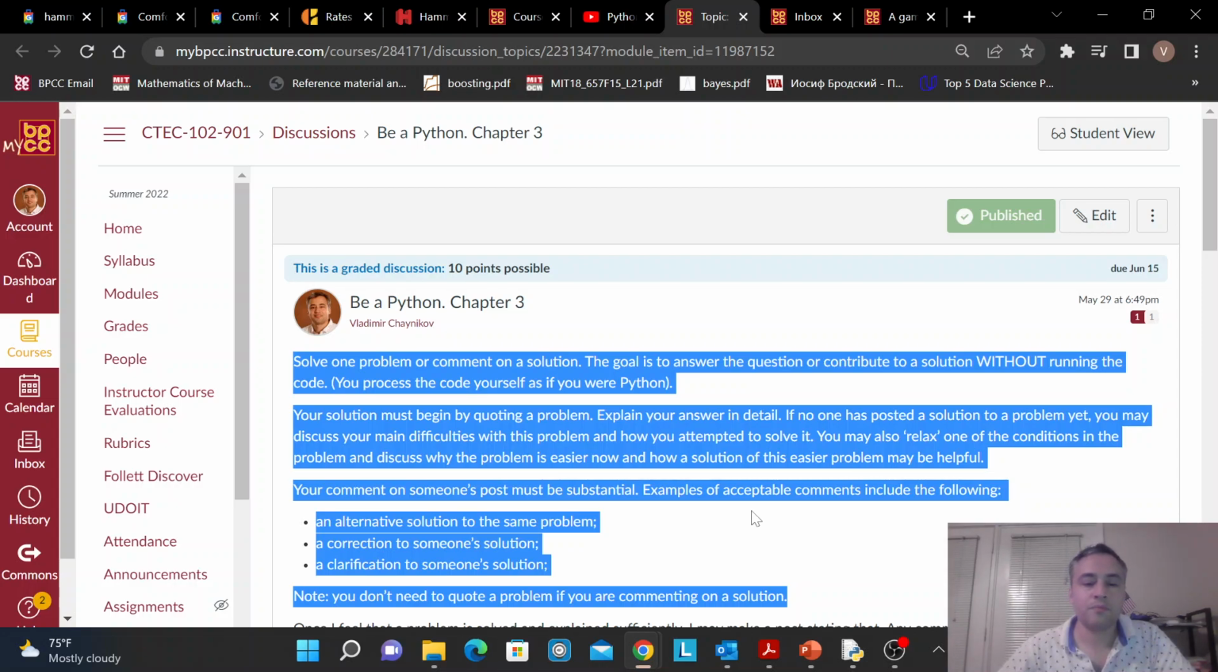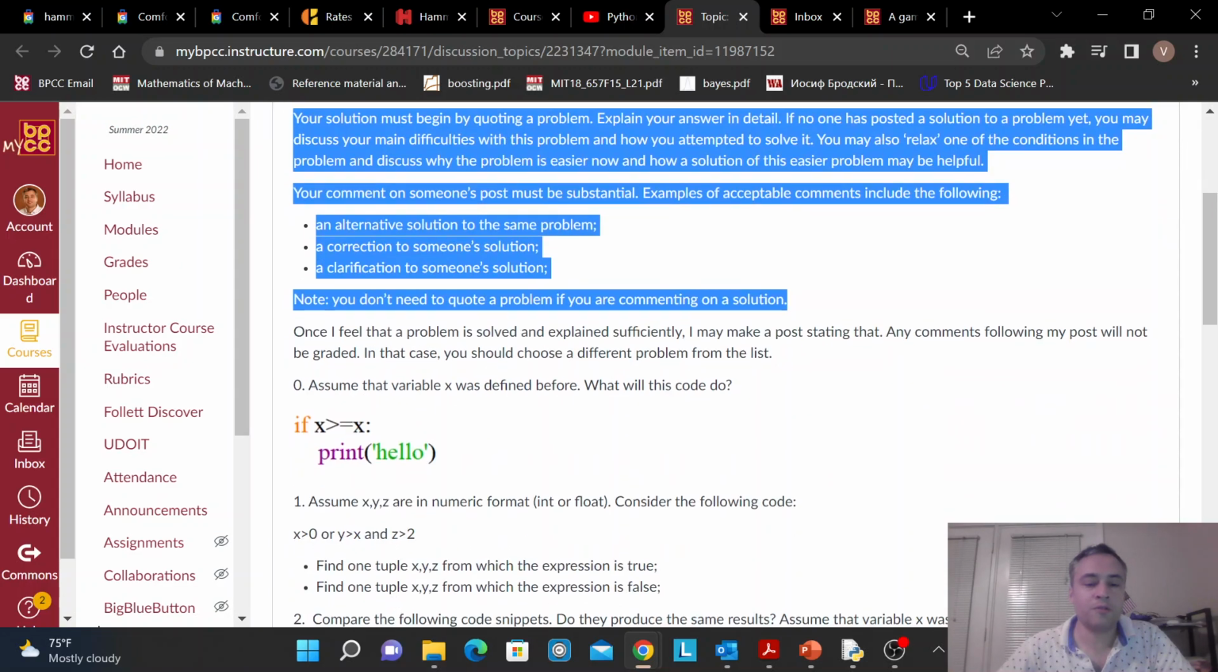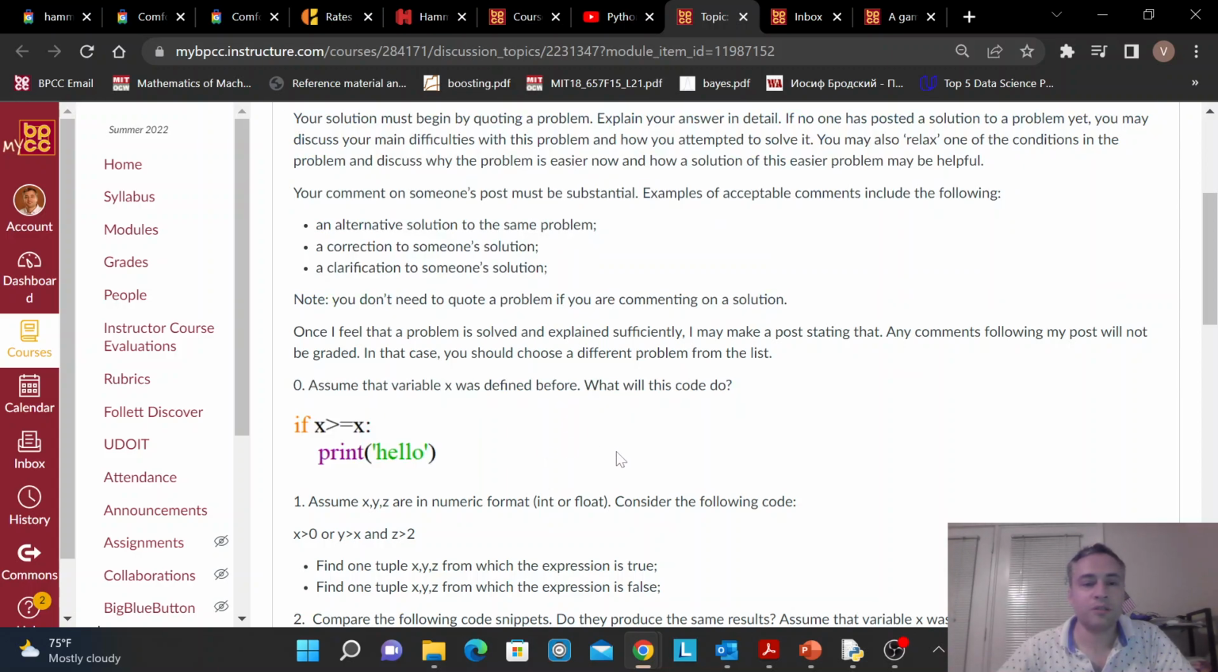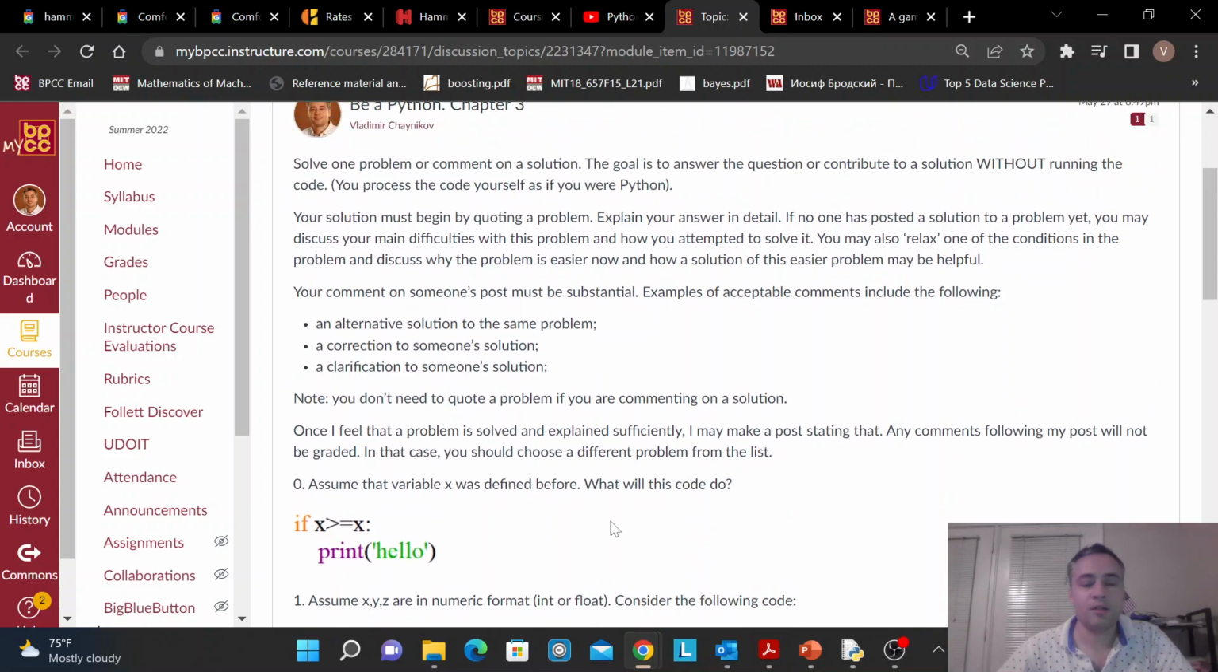And first of all, if you are the first person to address, say, problem number 0, you can just make a comment about it, and you will need to express in a few sentences what this does. And if you express it fully, that's good enough. If you explain fully what this code does, that is good enough for all practical purposes. You get full credit.